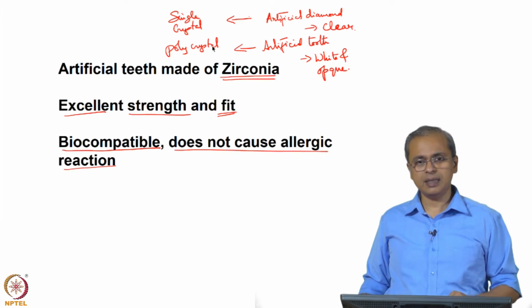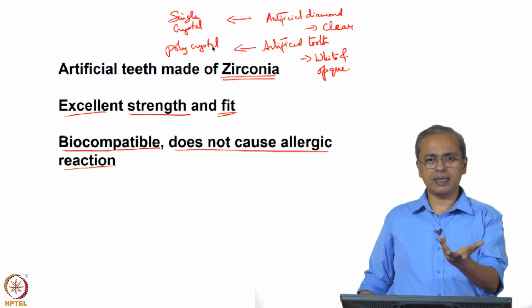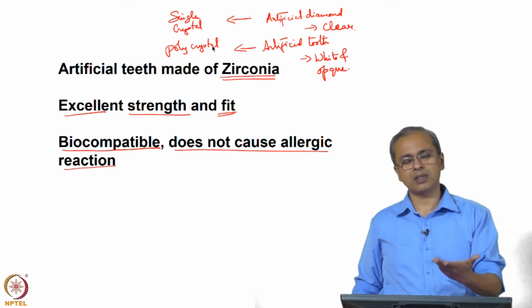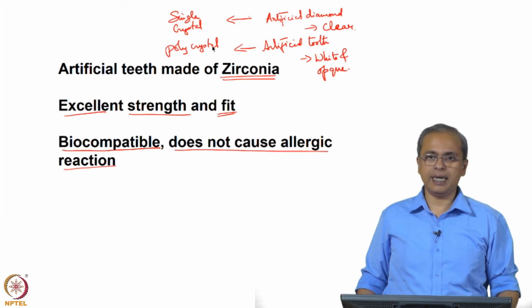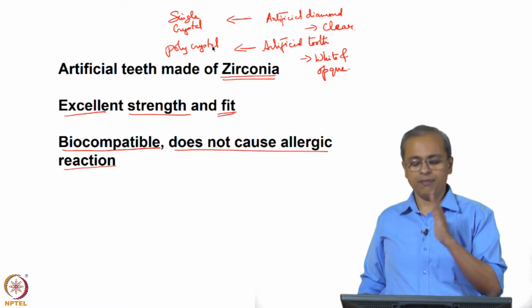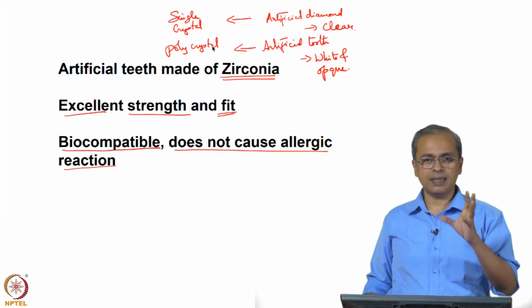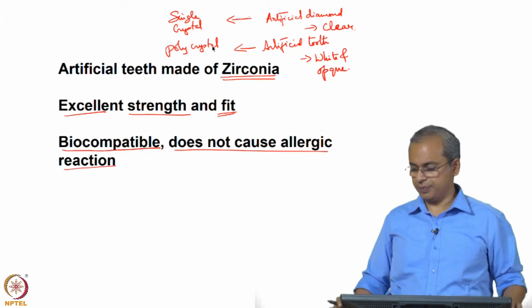It is no different than if you take powdered glass, it suddenly looks opaque, whereas if you take a single sheet of glass, it looks transparent. So, that is the idea here. It is used for artificial teeth for all these reasons: it is biocompatible, does not cause allergic reactions, fits very well, and looks exactly like your tooth.